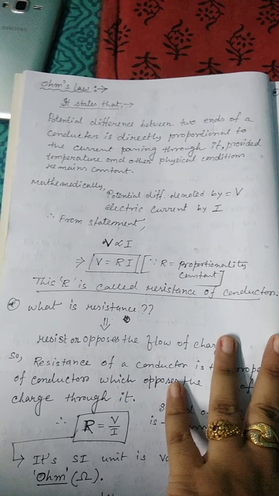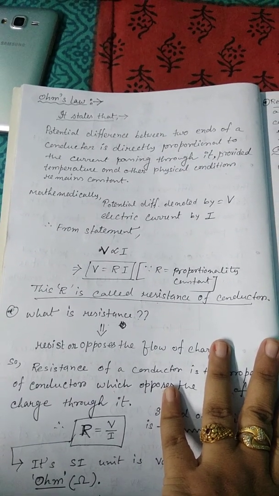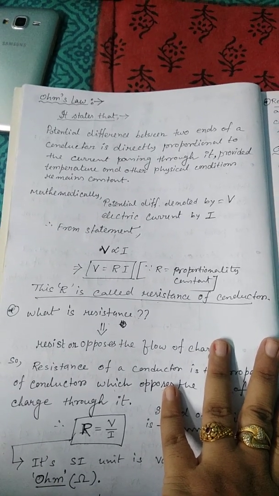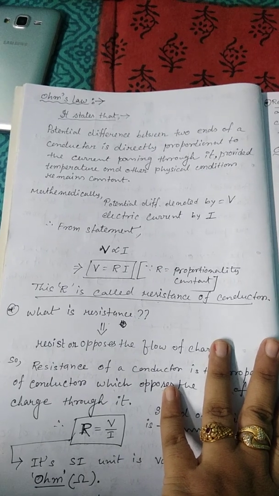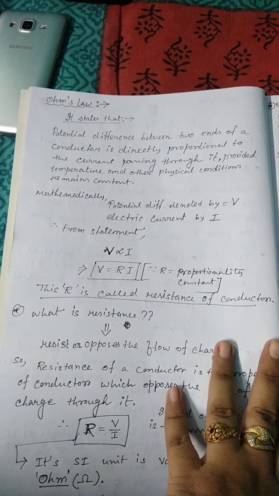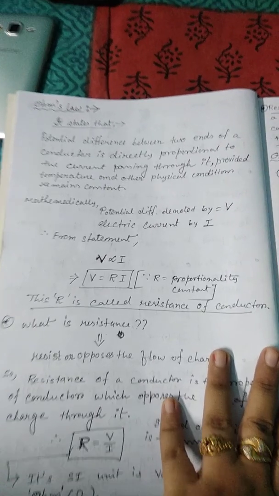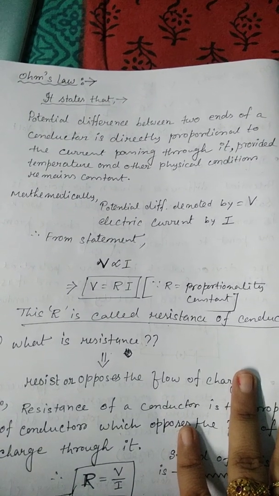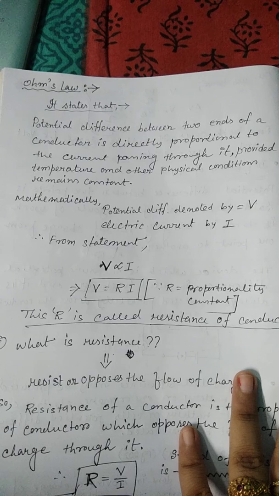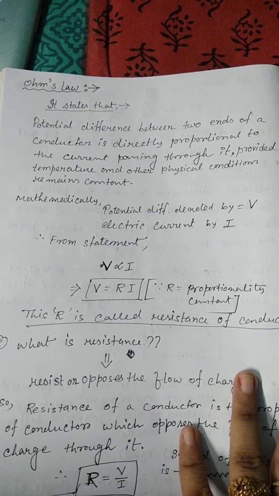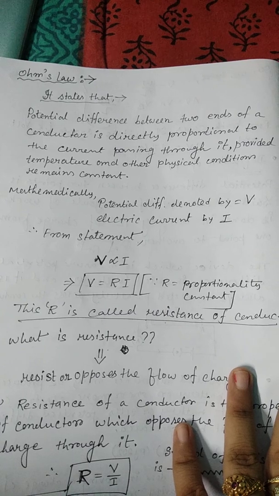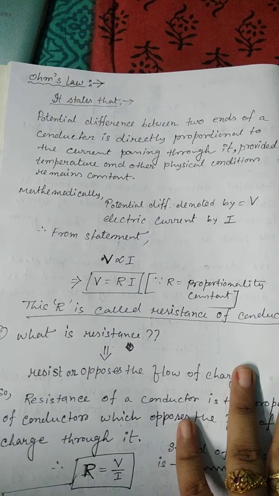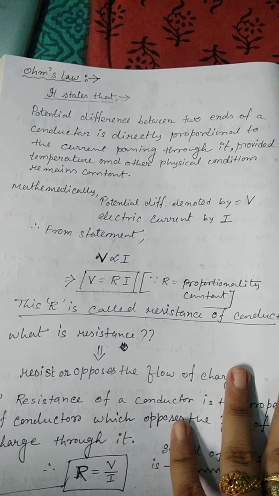It states that the potential difference between two ends of a conductor. We know that we always measure the potential difference across the two ends of a conductor, that's why we connect a voltmeter in parallel. So the potential difference between two ends of a conductor is directly proportional to the current passing through it. That means if potential difference increases, electric current also increases. If it decreases, electric current also decreases.